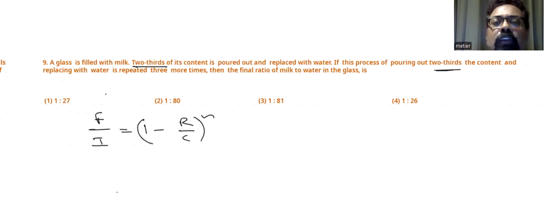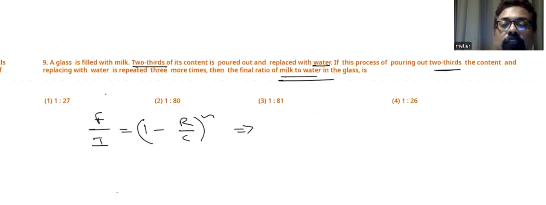In this situation, you have a vessel filled with milk. 2/3 of this content is poured out. Milk is taken out, replaced by water. So milk is depreciating. So you have to go with the fraction of milk. Let's go with that and check it. Final ratio of milk to water is required. Be careful. They are not asking for the fraction of milk. In this calculation, you will be getting the fraction of milk. Check it. Final fraction is required.